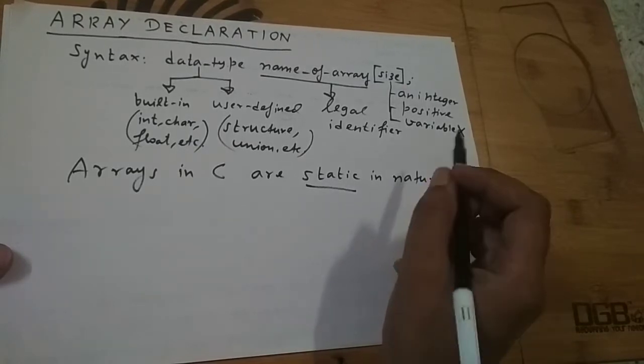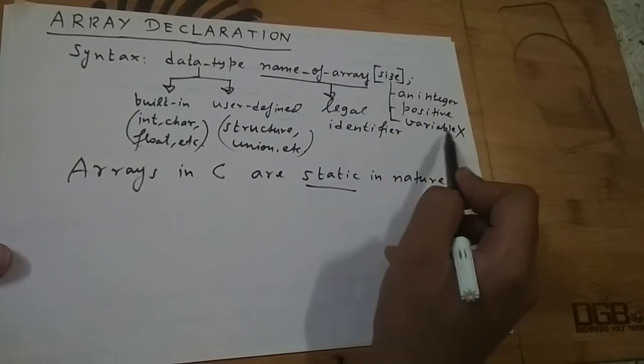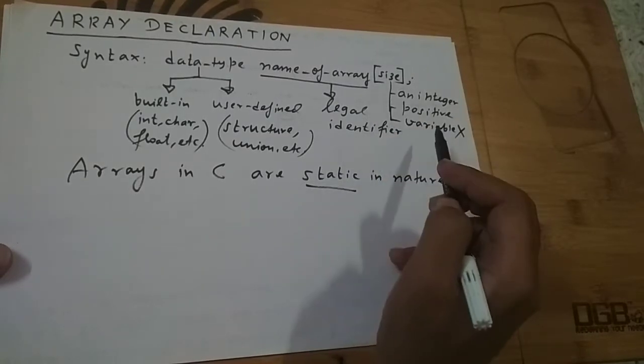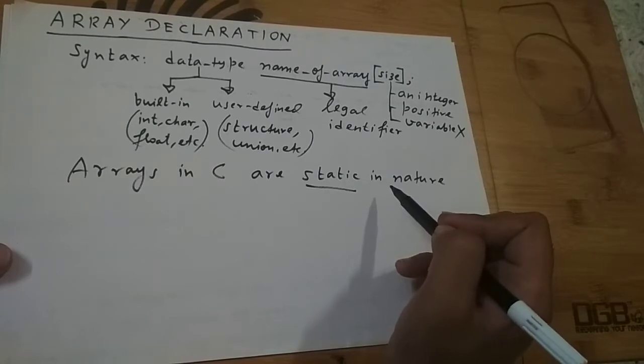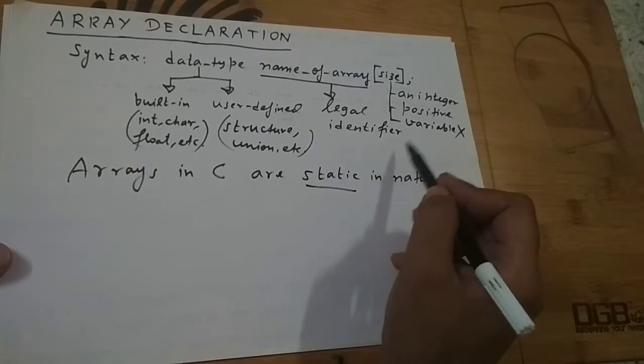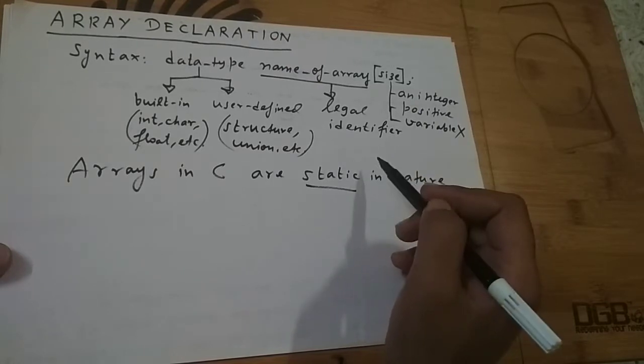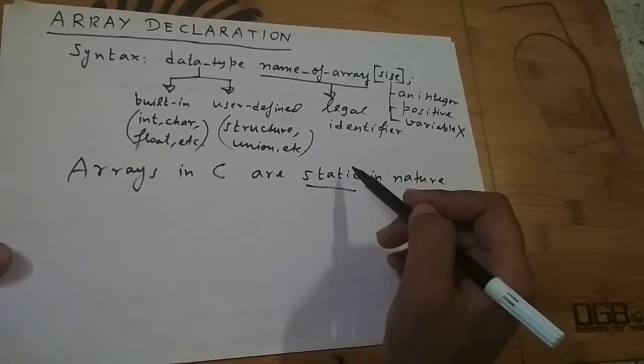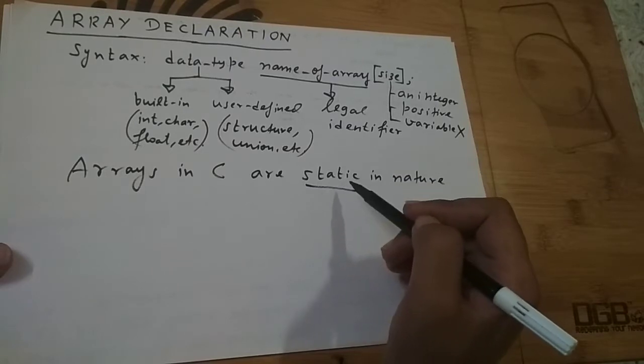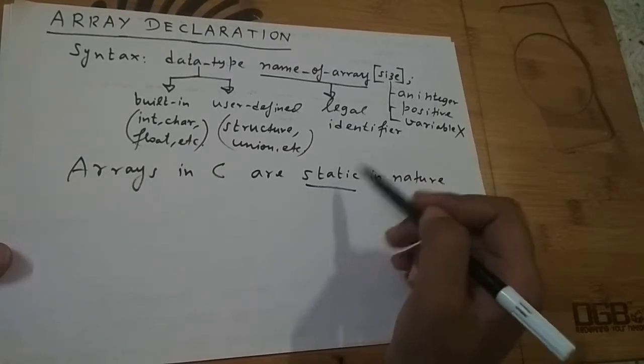Now what happens is, if I use a variable to indicate the size of the array, then the problem that arises is the variable can take on different values at different points in time. Then my array will cease to be static. My array will no longer remain static. It will become a dynamic array.